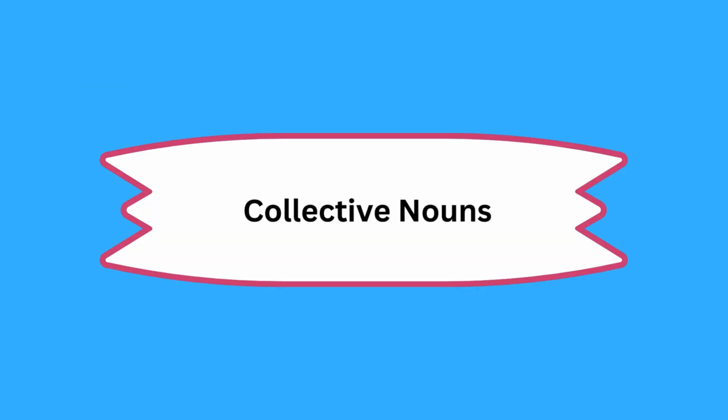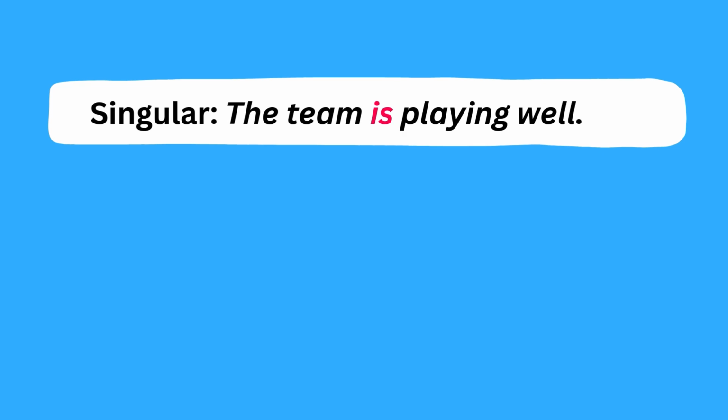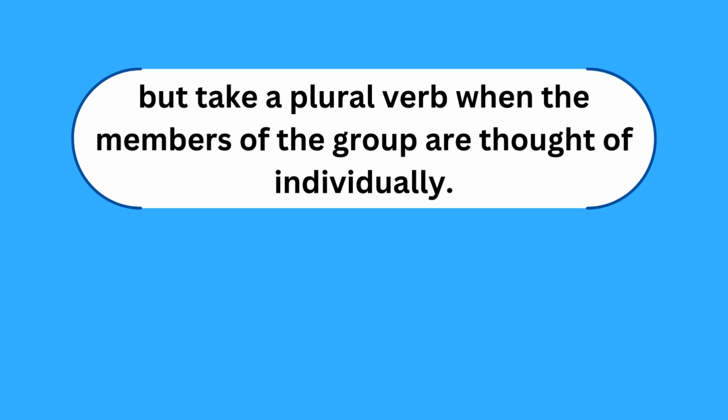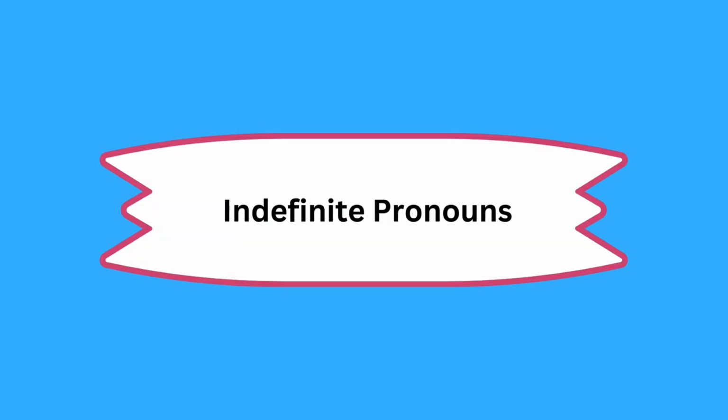Collective nouns. Collective nouns like team, family, or committee can be tricky. If the group acts as a single unit, the verb is singular. The team is playing well. But if you're talking about individuals within the group, the verb is plural. The team are arguing among themselves. Context is key.